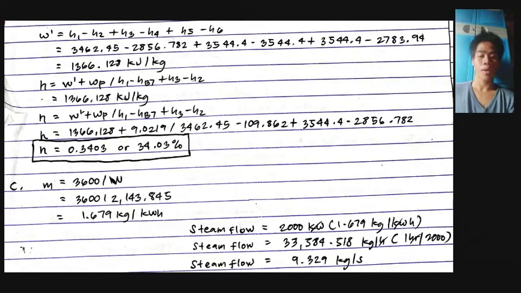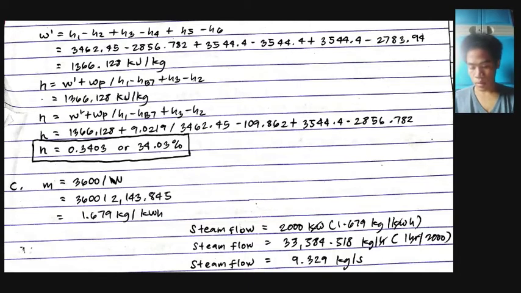Okay, next, the efficiency equals W plus WP over H1 minus HB7 plus H3 minus H2, the formula for the efficiency. Substituting our given data, 1366.128 plus 9.0219 over 3462.45 minus 109.862 plus 3544.4 minus 2856.782. By calculating it, it is equal to 0.3403 or 34.03%.